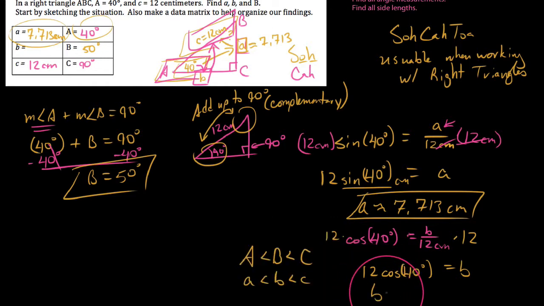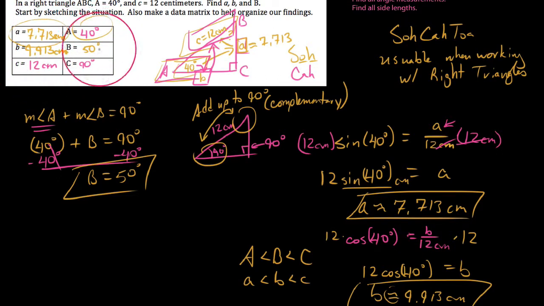9.913-ish. So we say B is approximately 9.913-ish centimeters. You notice that I use this little squiggly that means approximately equal to. We want to go put this up here and ask if it's reasonable, 9.913 centimeters. It seems to be an intermediate length between 7.713 and 12, and that was opposite the intermediate angle, so this seems reasonable. So this is how we solve for unknowns in right triangles using SOHCAHTOA and properties of angles.